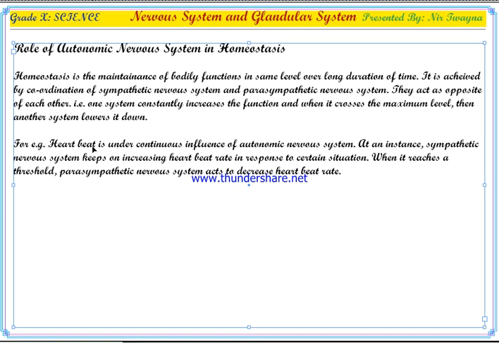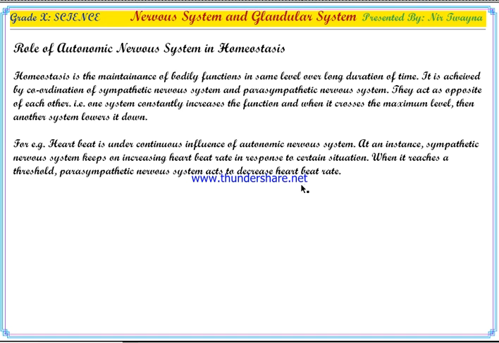For example, heartbeat is under continuous influence of the autonomic nervous system. At an instant, the sympathetic nervous system keeps on increasing the heartbeat rate in response to a certain situation. When it reaches a threshold, meaning the maximum level, the parasympathetic nervous system acts to decrease the heartbeat rate. Any confusion up here?